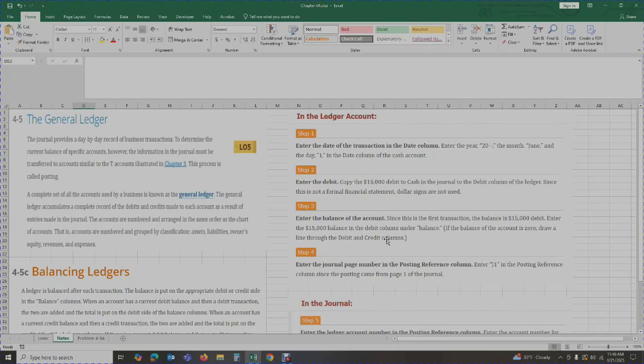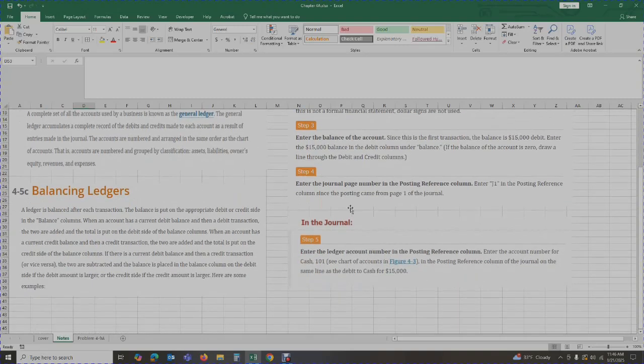You have to post the information from the journal to the ledger. Once you've done that, then you have to go back to the journal and enter the account number where you posted that transaction to. That way we can have a reference. This transaction was posted to this ledger, and we'll see the process in a bit.